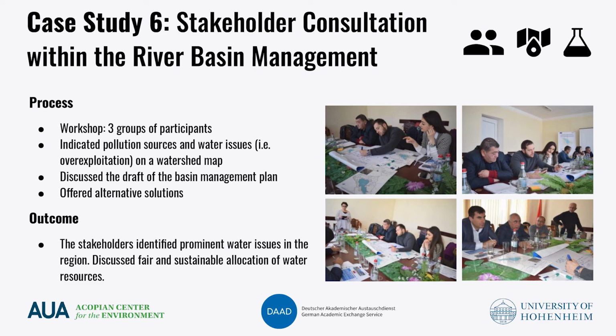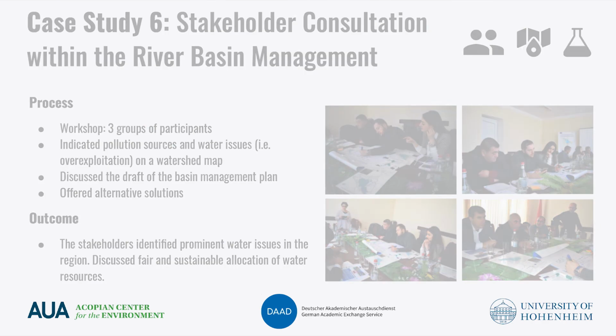Maps were presented and solutions recommended, including building a wastewater treatment plant, introducing water-saving technologies, and organizing awareness-raising campaigns. To ensure the maximum engagement of stakeholders in the participatory process, an online questionnaire was also developed and distributed within different stakeholder groups. The participants identified prominent issues of water usage and pollution, and discussed treatment and allocation of water resources to ensure fair and sustainable use. Results were considered during the development of the final version of RBMP.